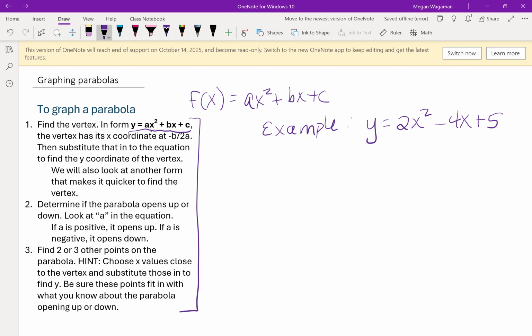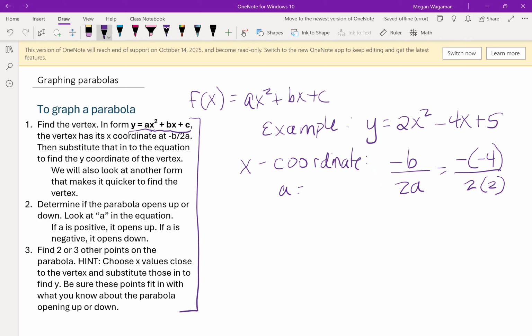In this form, one way to do that is to find that the x coordinate is at the point negative b over 2a. So here that means it's at negative 4 over 2 times 2. Our a in this equation is 2, b is equal to negative 4. Now we can simplify this. Negative 4 over 4 is 1. So we know that the x coordinate of our vertex is going to be at 1 in this case.